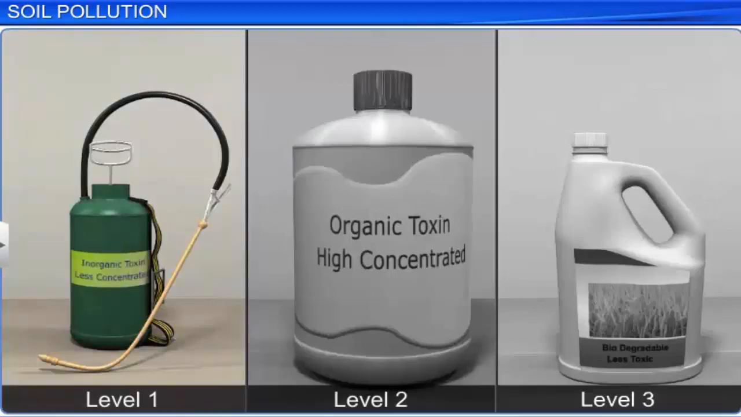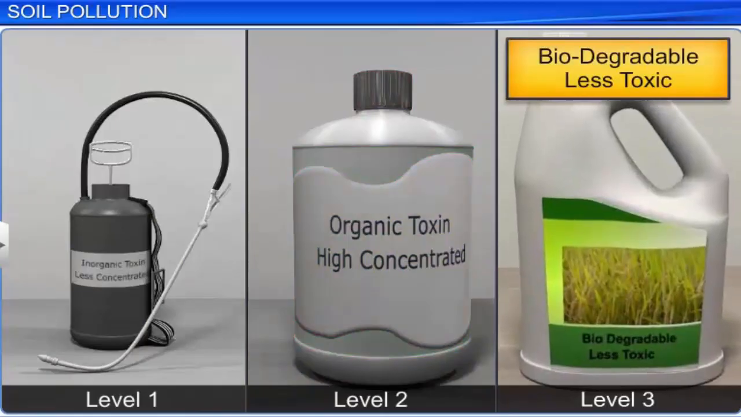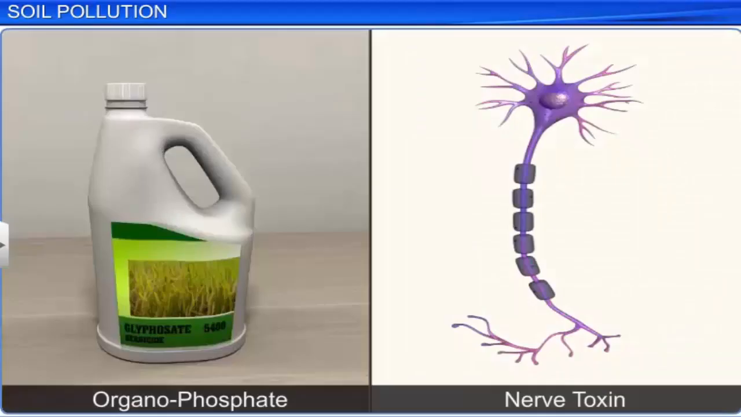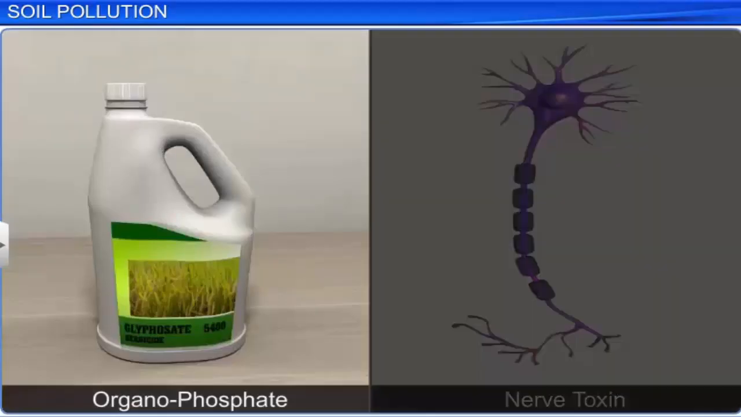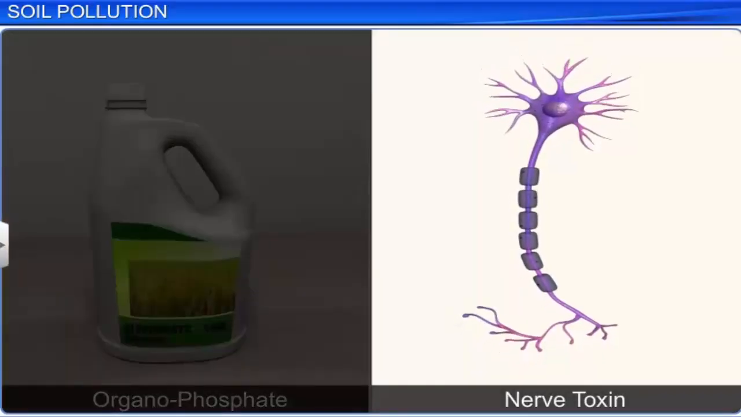Because of the harmful effects of organic toxins, more biodegradable products with less toxin concentration, known as organophosphates and carbamates, were introduced. However, these chemicals turned out to be more harmful to humans as they contain severe nerve toxins that can cause death.